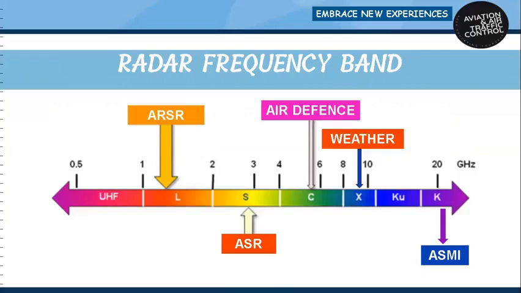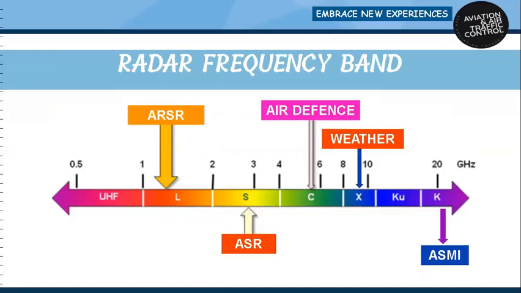S-band radar operates in the 2 to 4 gigahertz frequency band. These are medium range search radar. Examples are approach surveillance radar, airborne early warning and control system, Doppler weather radar.